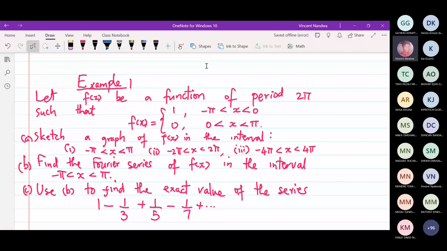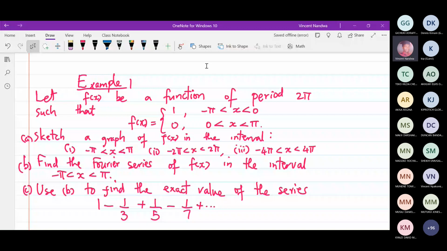Part 1 is minus pi to pi. Part 2, x from minus 2 pi to 2 pi. Part 3, x from minus 4 pi to 4 pi. And then the second part is to find the Fourier series of the function from minus pi to pi.